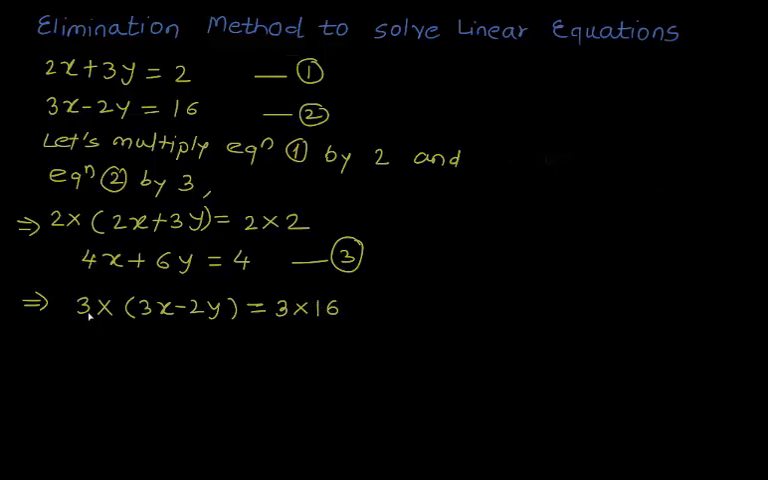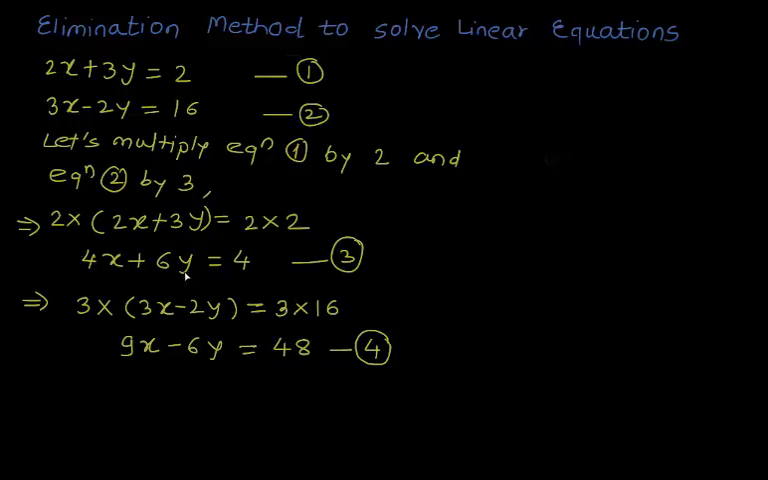So let's simplify. 3 into 3x is 9x minus 3 into 2y is 6y. So we'll get minus 6y. That is equal to 16 3s are 48. So we got another equation. Let's call this equation 4.